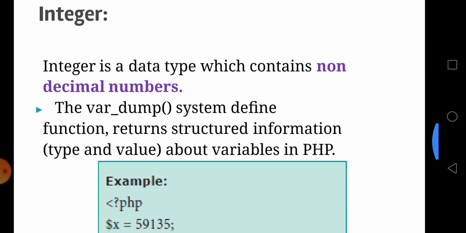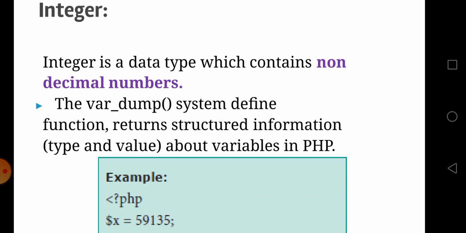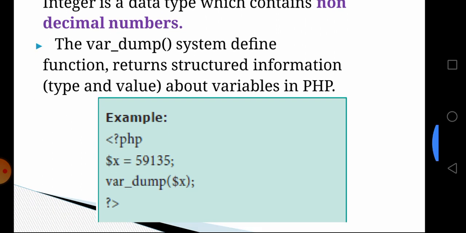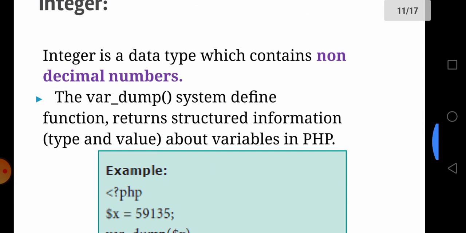Next, integer. Integer is also a data type, which contains non-decimal numbers. Okay children. See the example they have given: $x is equal to 59135. Here they are using var_dump. For what purpose? The var_dump function returns structured information, type and value, about variables in PHP. Okay children, here the answer will come as 59135. It shows the example of integer. So integer is a non-decimal number.